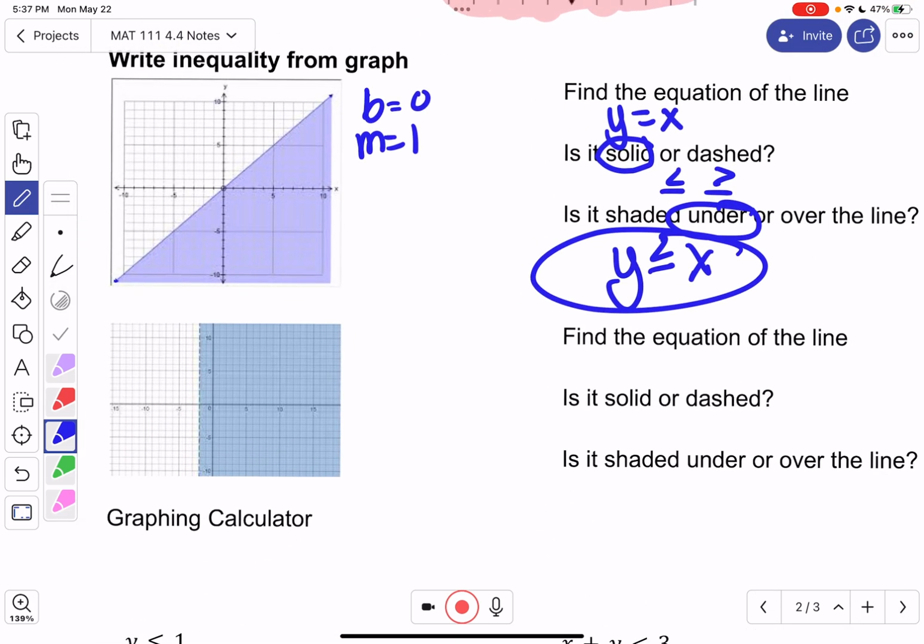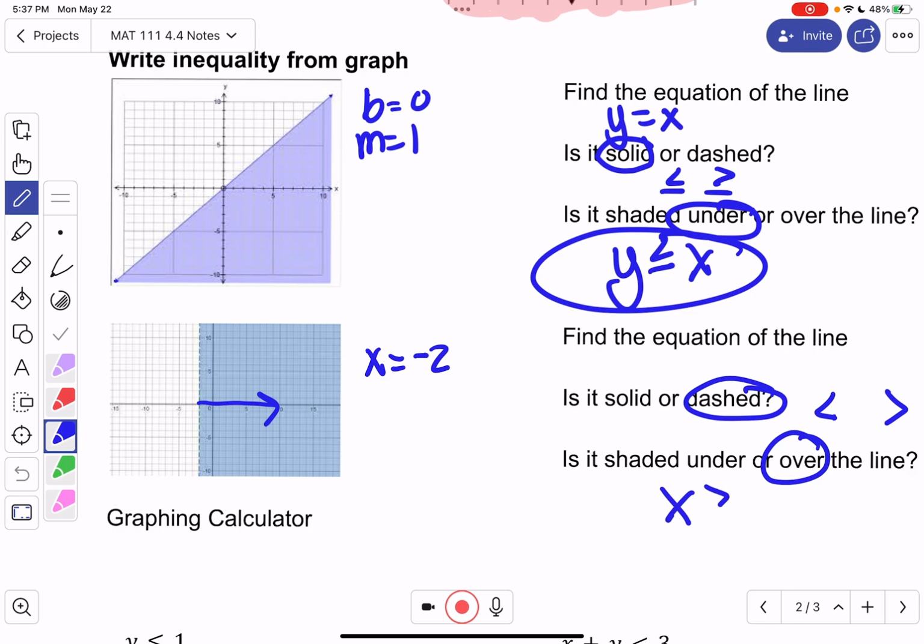Let's do the same thing. The equation of this line, it's a vertical line, so it's x equals, and the x value it goes through is negative 2. Looking at the original line, it's dashed, so we know it's either less than or greater than. Because it's up and down, there isn't an over or under, but we're shaded on the side where x gets bigger, so technically it's over. So it would be x is greater than negative 2. That's how you write those.